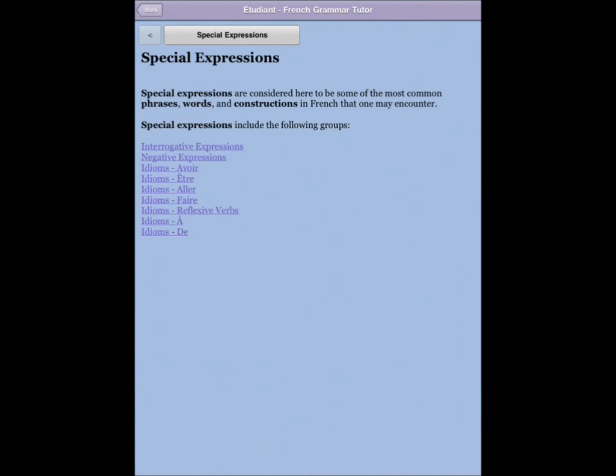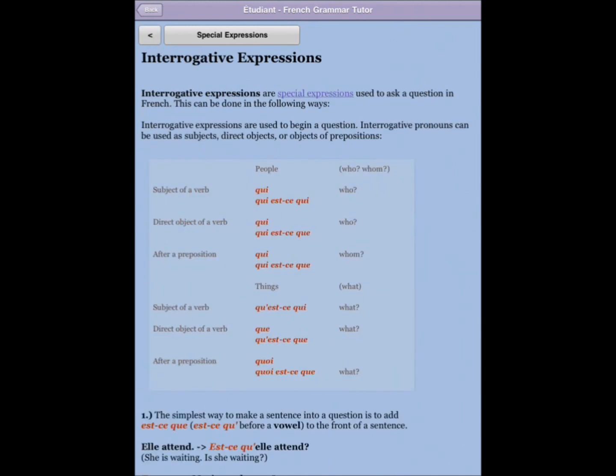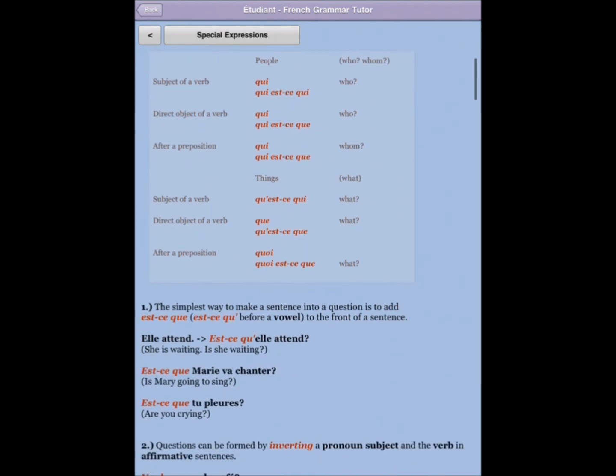There is also information on special expressions such as interrogatives and negatives, and a whole lot of idiomatic expressions. Interrogative expressions, of course, are ways to ask a question in French, which can be done in many different ways.